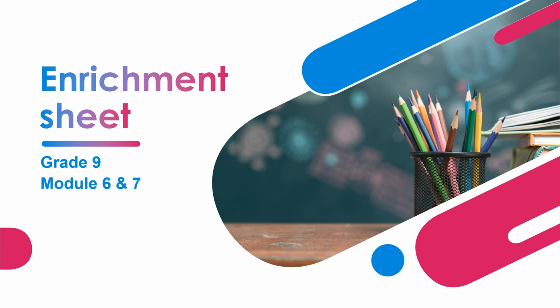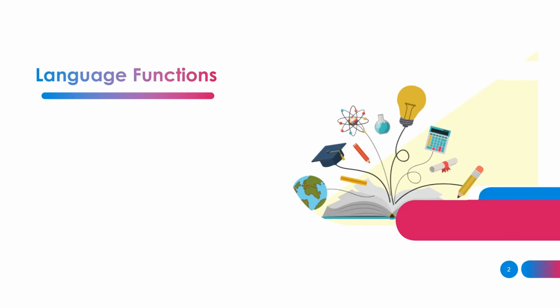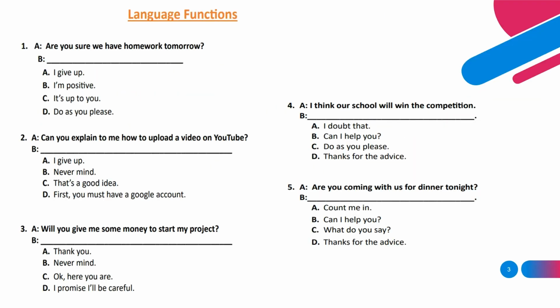أعزائي طلبة الصف التاسع, today we're going to answer some of the enrichment sheet questions for grade 9. Let's start with language functions. Question number 1. Are you sure we have homework tomorrow? The alternatives are I give up, I'm positive, it's up to you, do as you please.